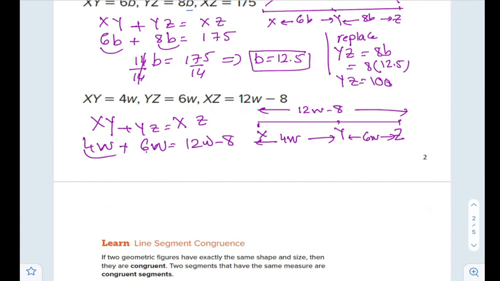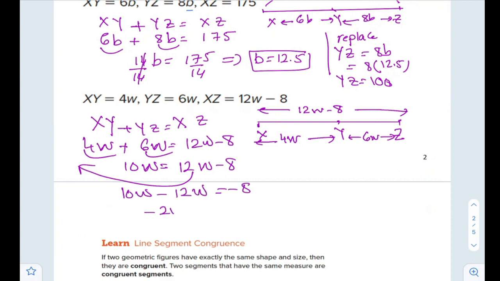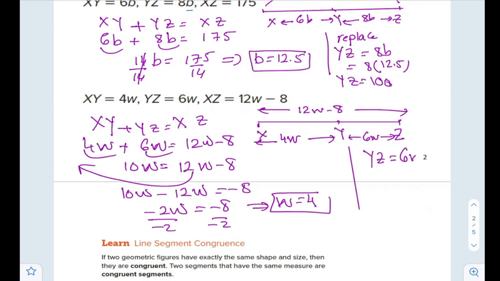Now, combining like terms on this side, it is 10W. You can take the 12W there if you want, or vice versa, no worries. So negative 2W is negative 8. Divide both sides by negative 2. So W is 4, and this is the variable. He is asking to find YZ. YZ is 6W, so it is 6 times 4, which is 24. So this is the other item he's asking about.